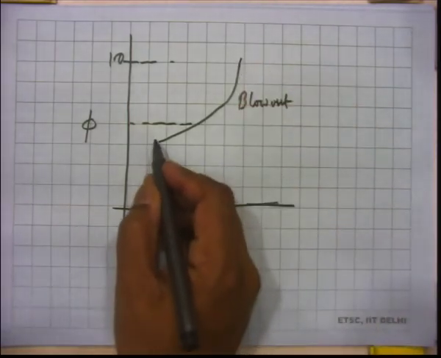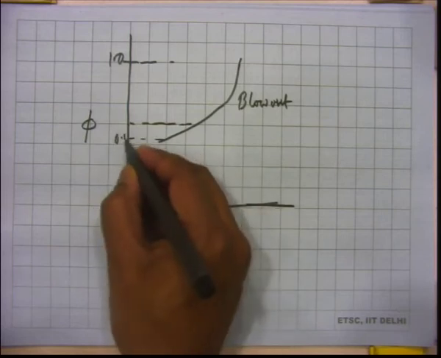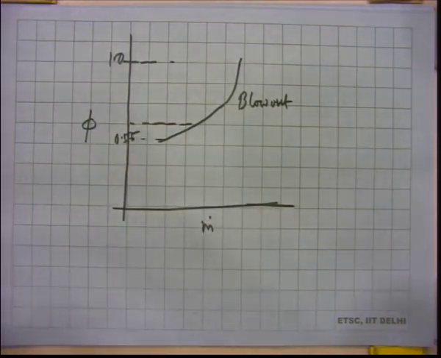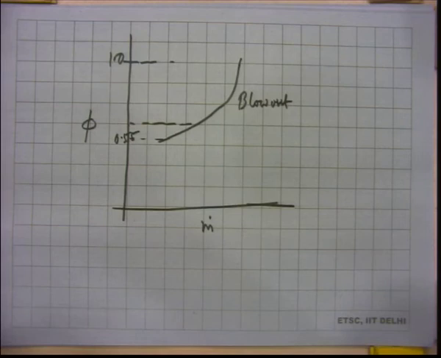And let us say this value is more like maybe 0.55 or something. Okay. So, what does it mean? It means that the m dot required to blow out a phi equal to 1 combustion process is larger than a linear mixture. Okay.